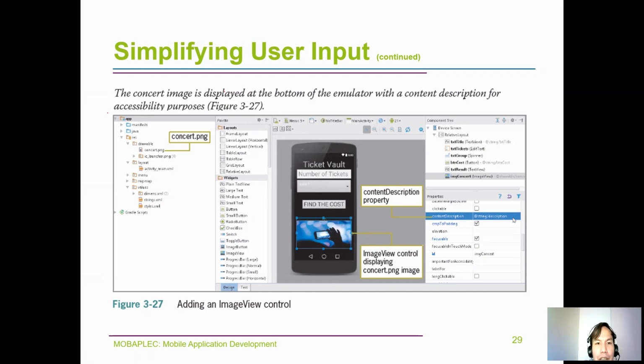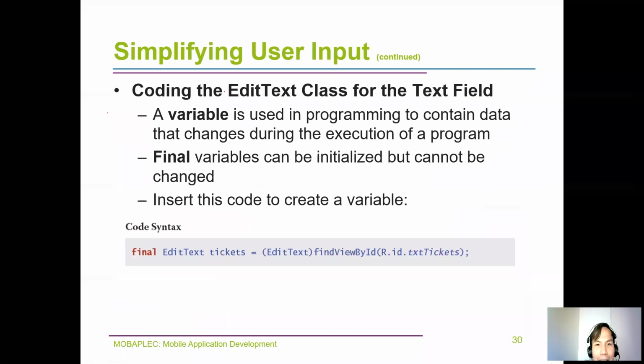Moving forward, now we proceed with the code. We are coding the EditText class for the text field. Of course, we need to first define the variable. You already know that variables contain data that can be called and returned in your program. Take note of the naming convention when creating a variable. You know that already, the variable naming.